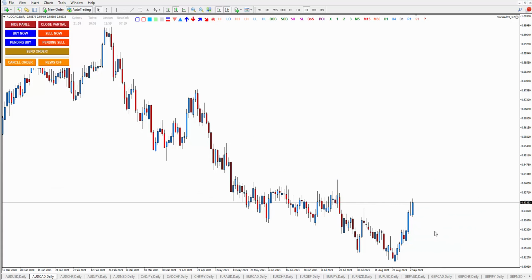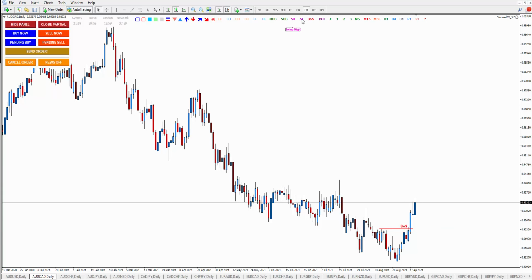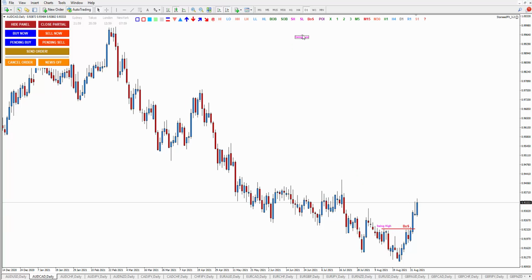Aussie Canadian is also the same. So here is the last breakout. This is our break of structure, and this is our swing high, and here is our swing low, and our order block is the last bearish candle before the breakout happened. So this is our buy order block.